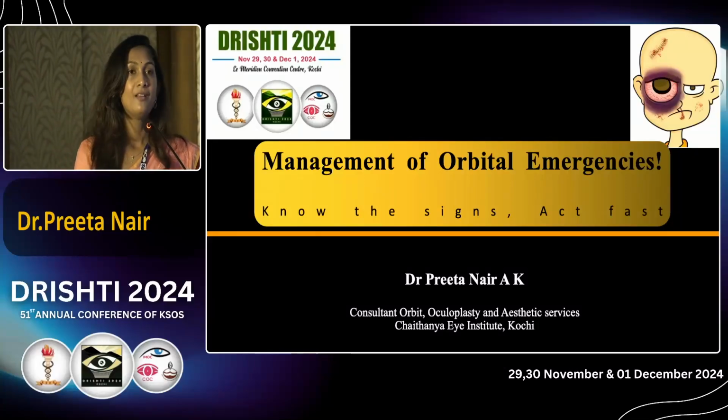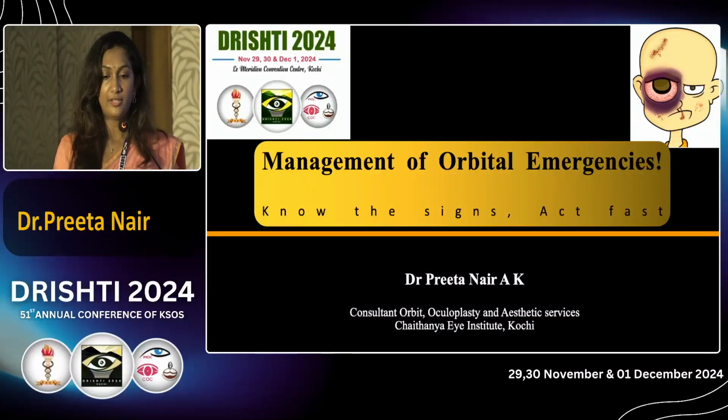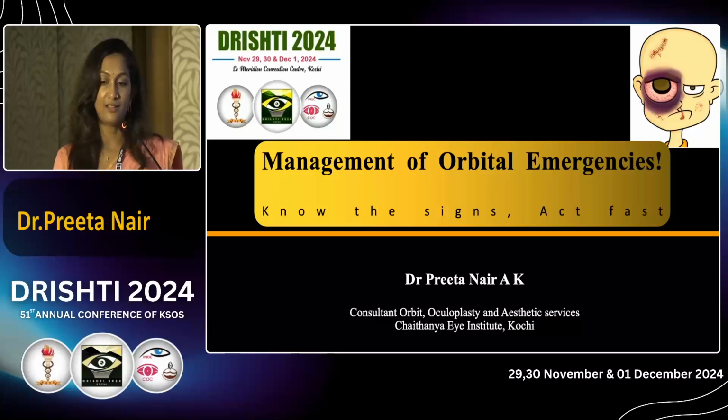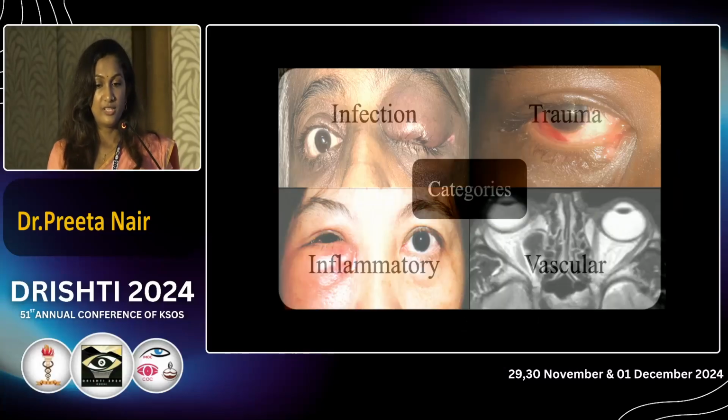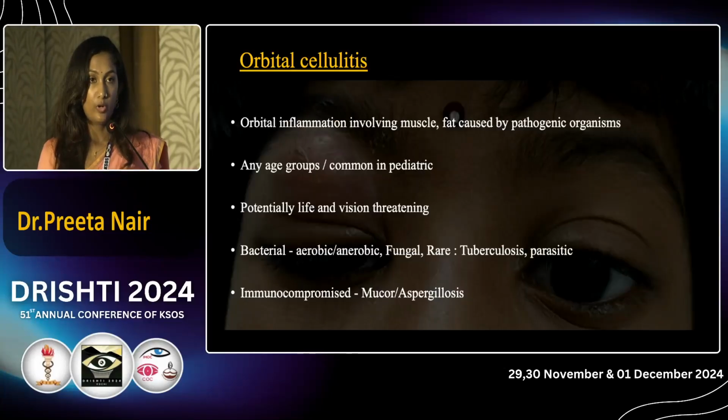Thanks, Jimmy. So, I'll be talking about management of orbital emergencies: know the signs and act fast. These will be the categories I'll be dealing with: infection, trauma, inflammatory, and vascular cases. What is an orbital cellulitis? It's an orbital inflammation that involves muscle and fat, which is caused by pathogenic organisms. It's a potentially life and vision threatening situation.